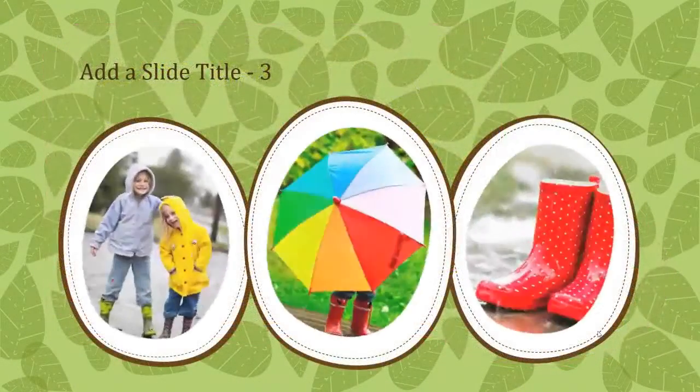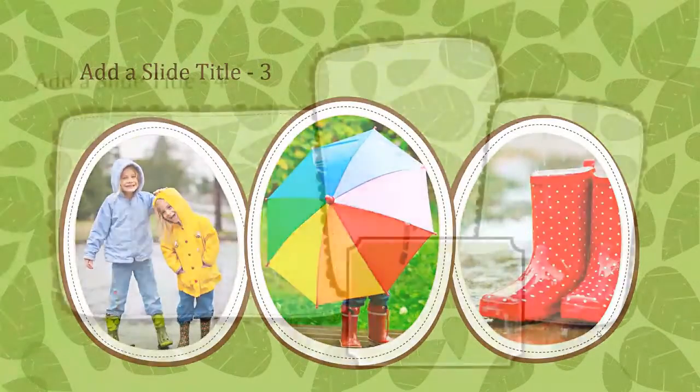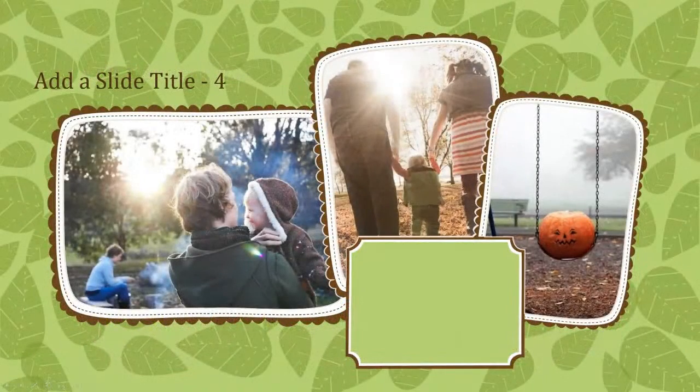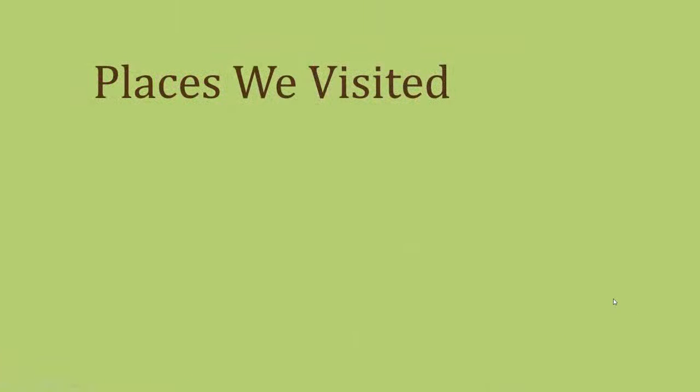Then we have these automatically showing up. And see how these went, the two separate, two up and one down. And then we have our places we visited. I'm clicking once for the farm, again for the park, and again for the lake.